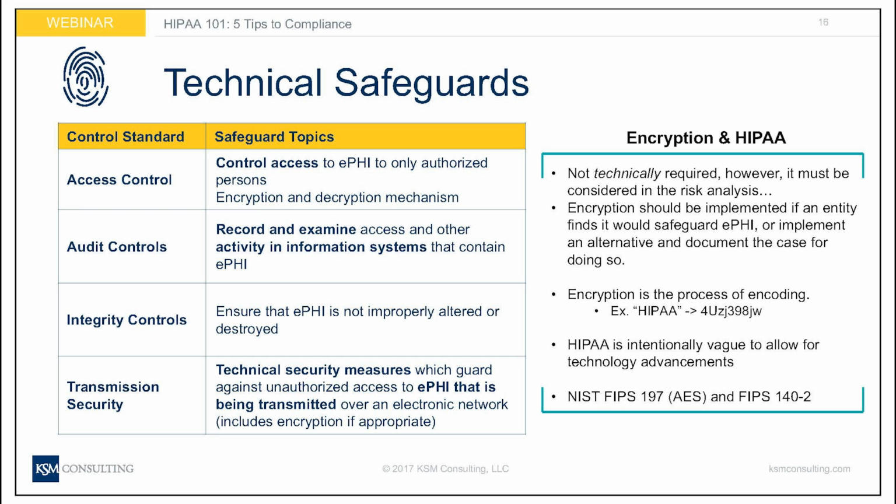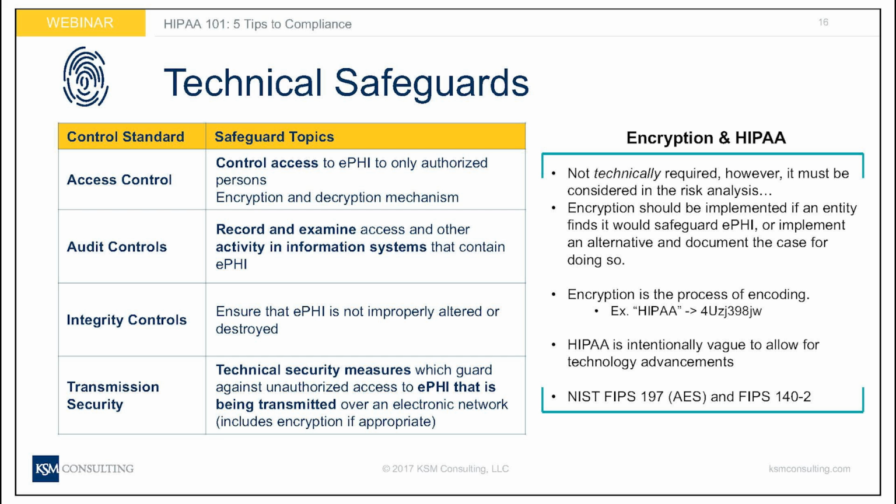Integrity controls are really looking to make sure that PHI is not improperly altered or destroyed, whether in storage or in transit. And then finally, transmission security. Again, these are the technical security measures, and there can be many that are put in place to protect ePHI as it's being transmitted over an electronic network. Oftentimes, encryption is another main technique that is employed here.